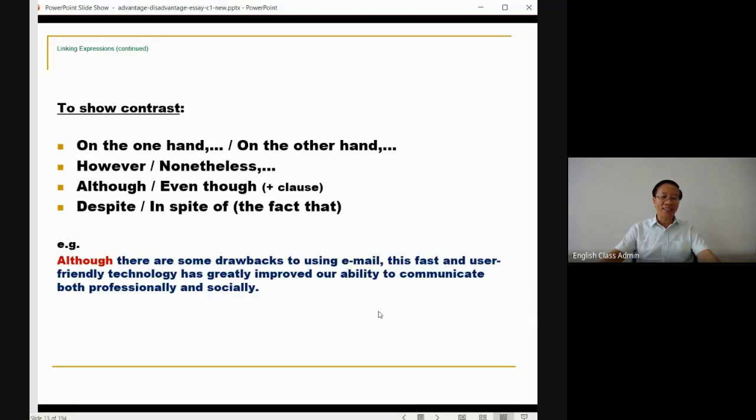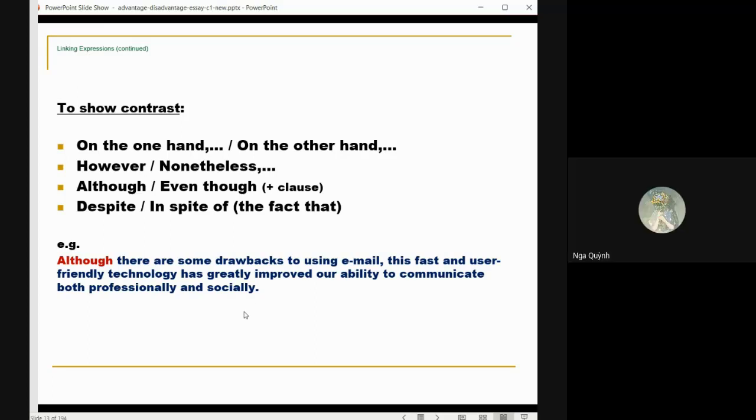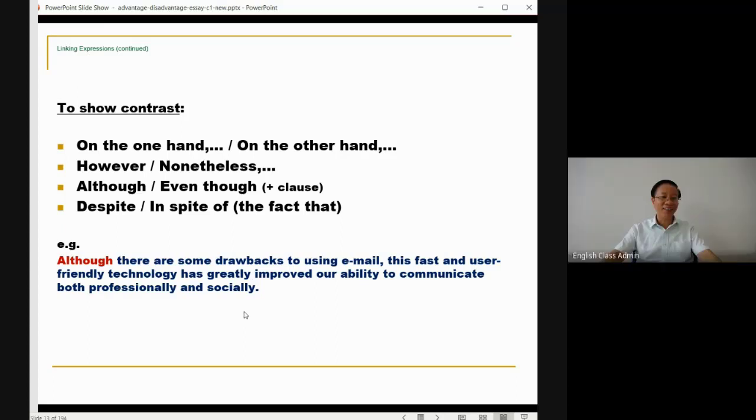We have another example illustrating the use of words or expressions for contrast. Quỳnh Nga, say that example. Although there are some drawbacks to using email, this fast and user-friendly technology has greatly improved our ability to communicate both professionally and socially. Okay, very good. Thank you.